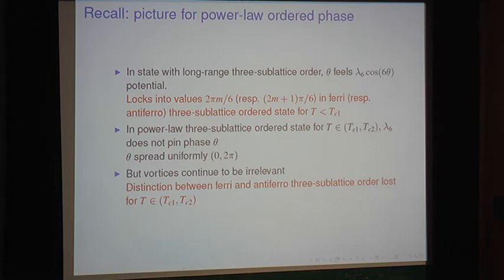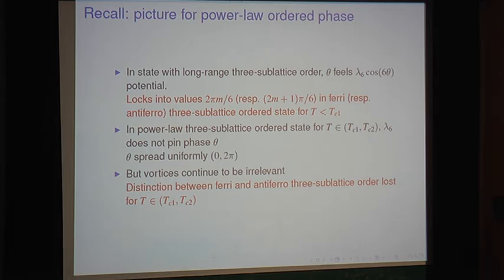And so let me explain where this comes from. And where this comes from is the following. In the phase with long range 3 sublattice order, the low temperature phase, this angle theta strongly feels the influence of this anisotropy. It's relevant and the theory is no longer Gaussian. And so theta locks into either 2 pi m by 6, one of these 6 states, or (2m plus 1) pi by 6, depending on whether the ordering is ferrimagnetic or antiferromagnetic, right? But when you heat it up, this becomes irrelevant. And roughly speaking, the phase of the order parameter is no longer pinned. It fluctuates uniformly on the circle, roughly speaking.